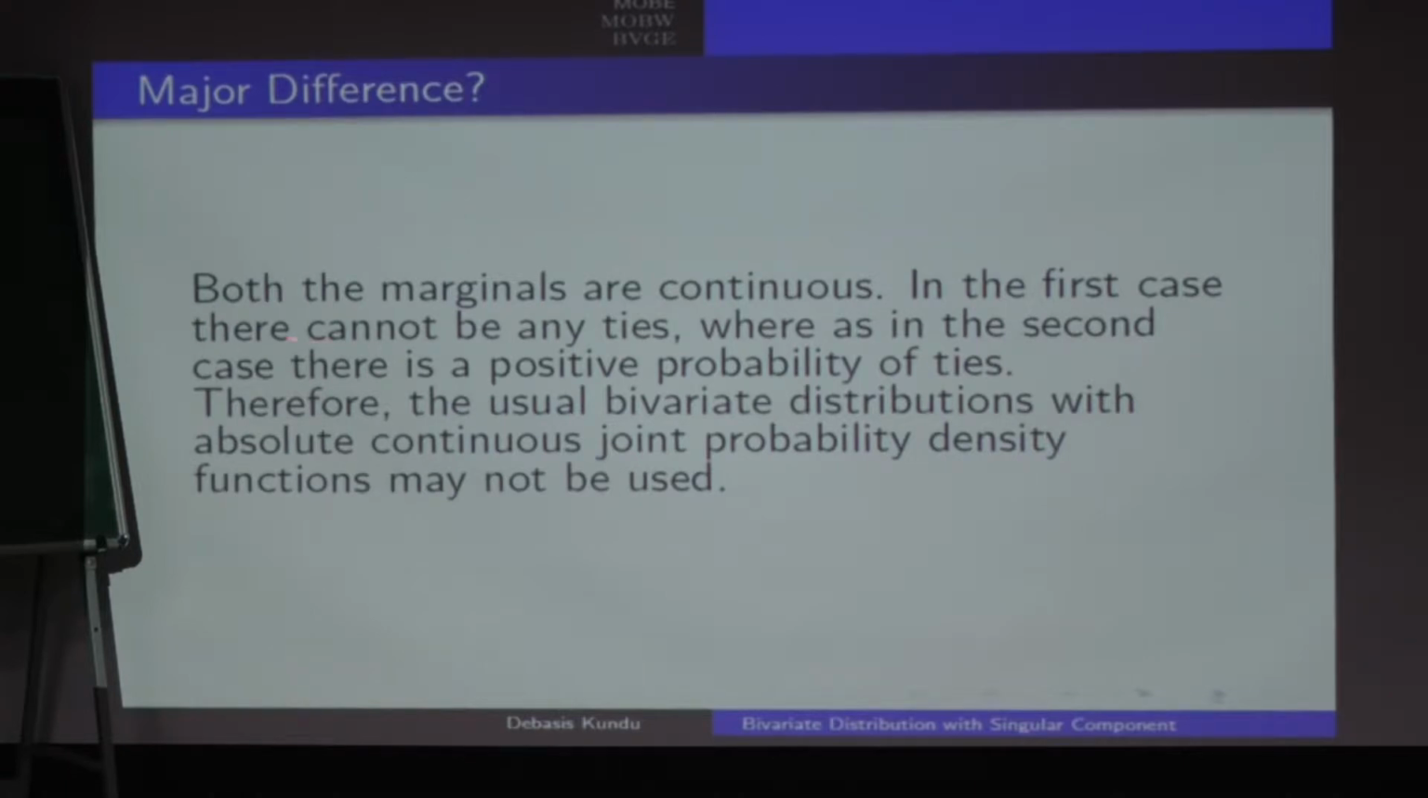In the first case, there cannot be any ties, for sure, because the first team scored the first goal and the second team scored the first goal, so clearly there cannot be ties. Whereas in the second case, there is a positive probability of ties. Therefore, the usual bivariate distributions we are familiar with, bivariate normal, bivariate log normal and so on, are not possible. You cannot use those to analyze this kind of bivariate data. That is the whole moral of the story.